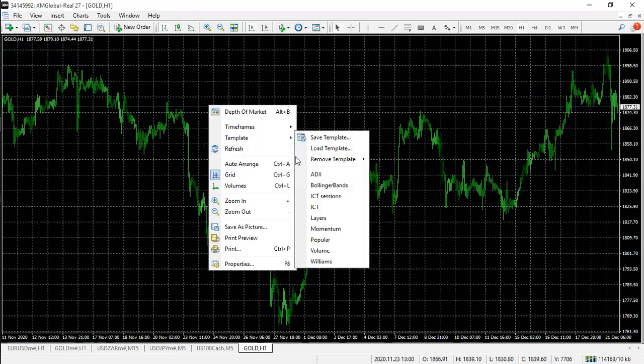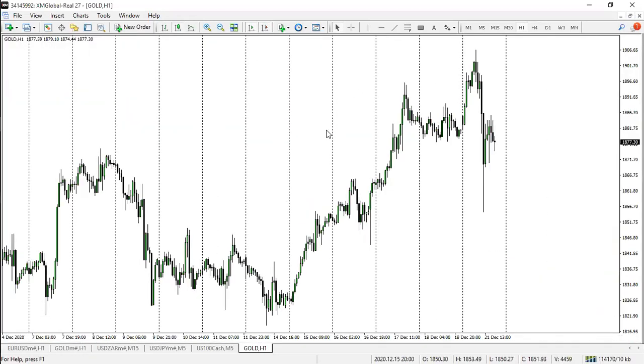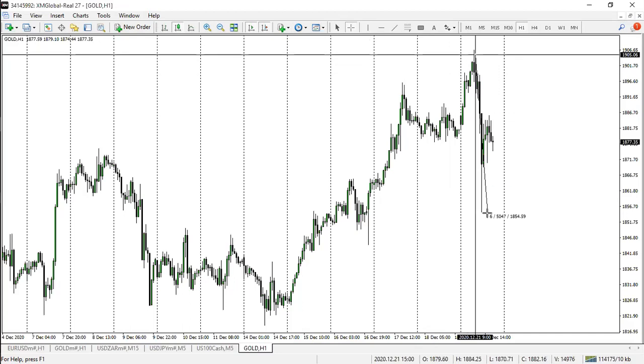And even today, they gave us how many pips? 500 pips.